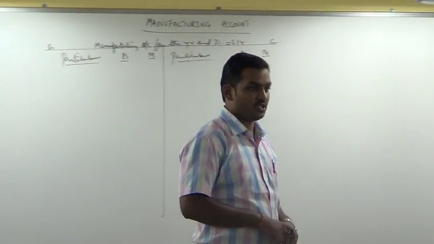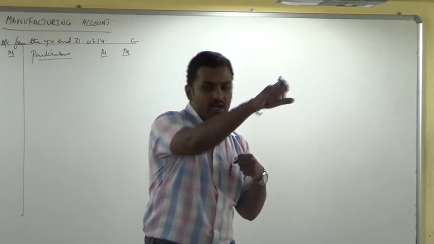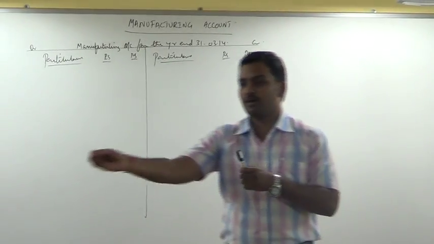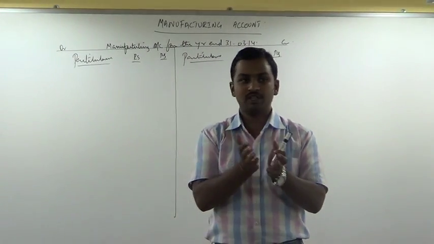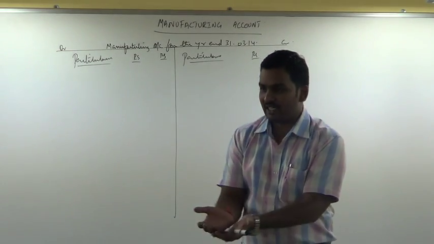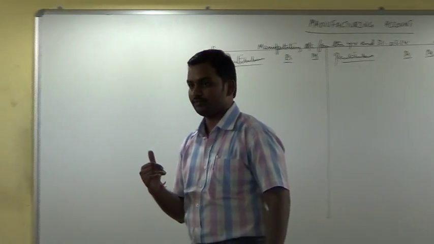In the case of a trading concern, we calculate cost of goods sold using the formula opening stock, add purchases, net purchases. What is net purchases? That is the amount you have paid, the cost you have paid to purchase the goods. Opening stock, add cost price of goods purchased, add direct expense if any, subtract closing stock value, you get cost of goods sold.